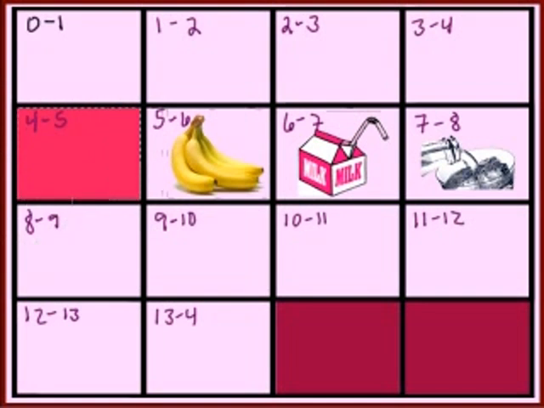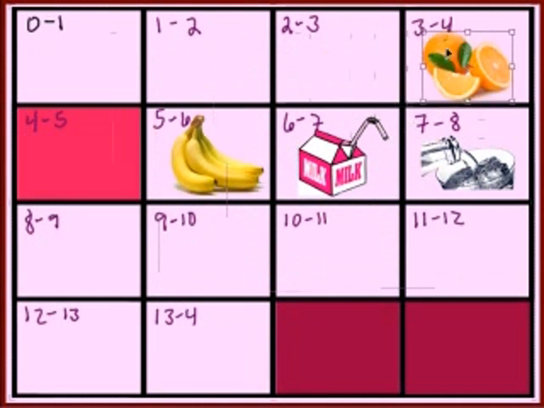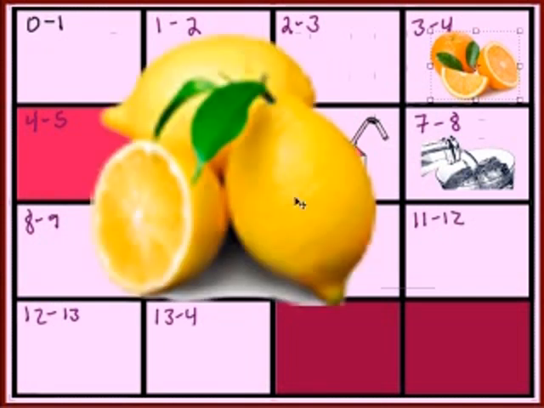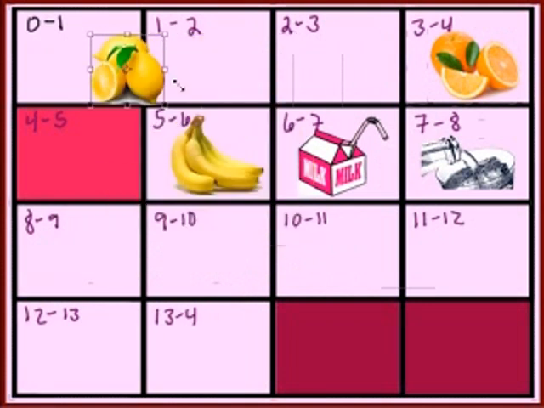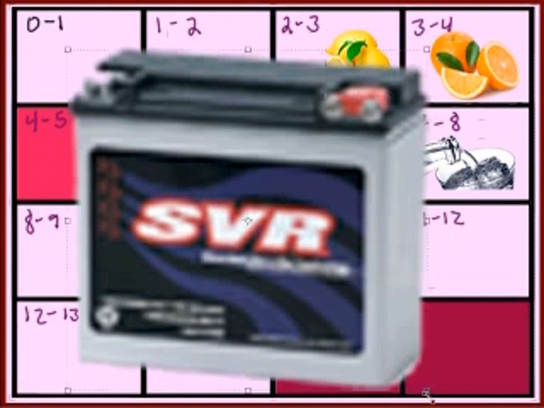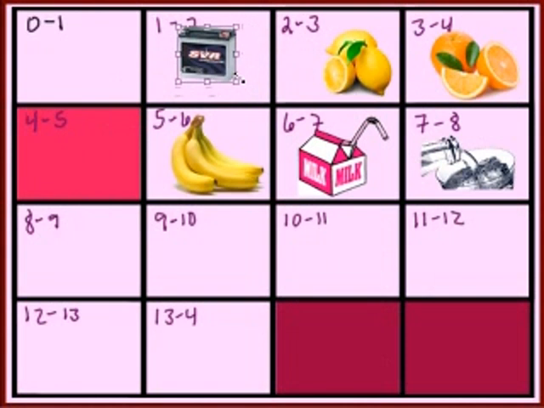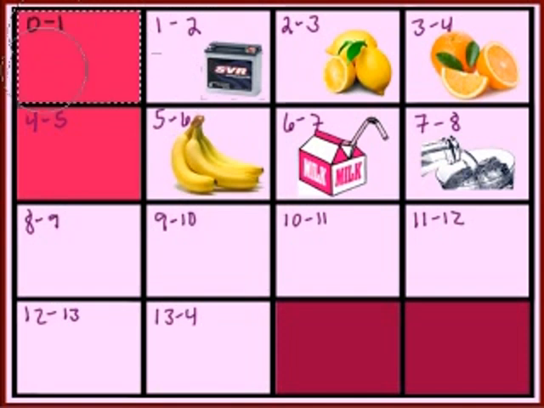But between 3 and 4, we have oranges. Oranges have a pH between 3 and 4. And so we'll put oranges here. And for the pH between 2 and 3, we have lemons. Lemons are more acidic than oranges. They have a pH between 2 and 3. And the most acidic substance at which we will look is going to be battery acid. This is a car battery. I know it's hard to see. Battery acid has a pH somewhere between 1 and 2. And for the very last substance here, we won't even do a pH between 0 and 1.